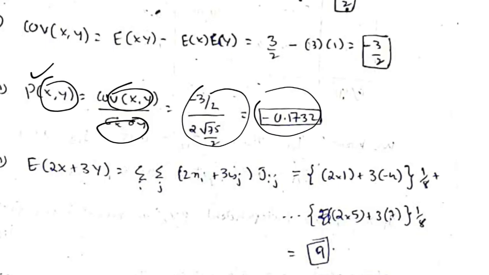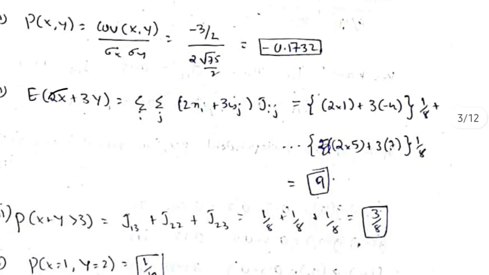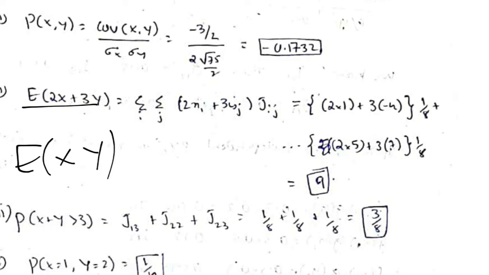Okay, the next one is E of 2x plus 3y. Observe here carefully what we did when we had E of xy. This is the same as this one, E of xy. When we had E of xy, what did we do?